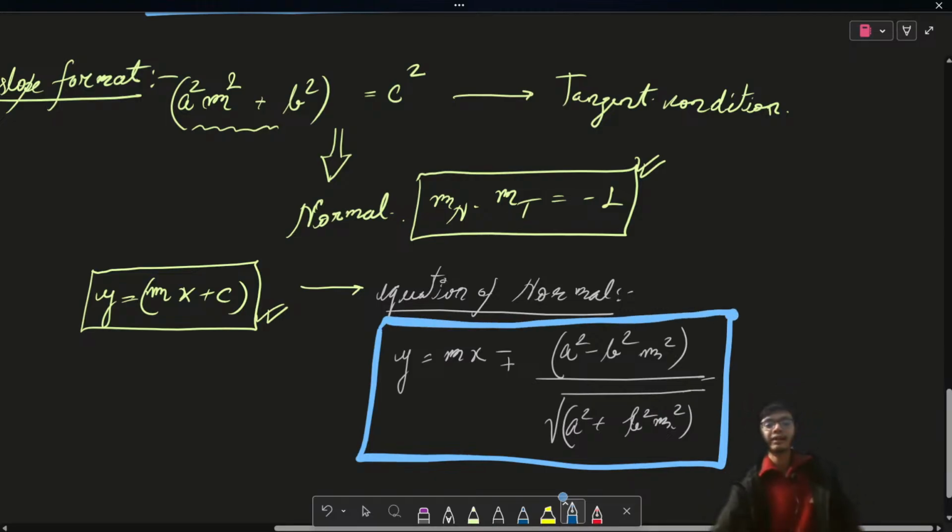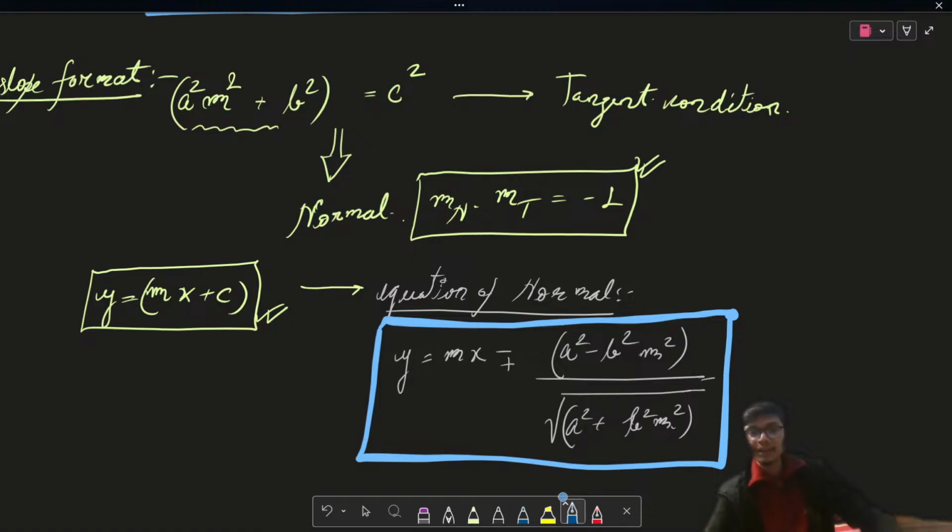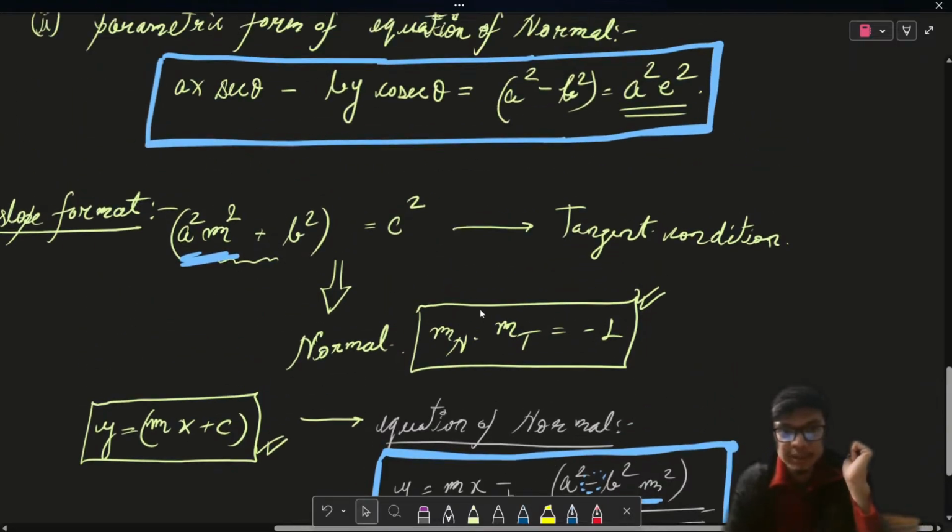You can see it is a bit different. Previously, in the tangency condition, the a square m square were together, right? However, in the normal condition the b square m square is together. Also there is one difference in sign. Here is a minus sign, here is a plus sign, right? But previously both were plus signs. So this is the simplest modification. Please keep this in mind so that we can apply it to the following questions, right? Also you can get this format from here as well, right?